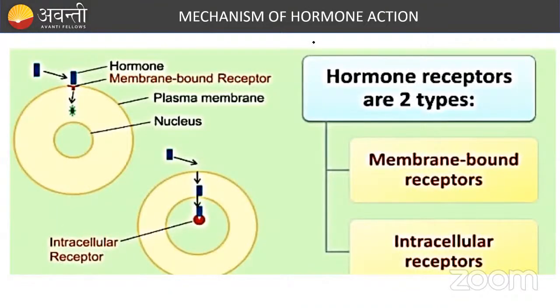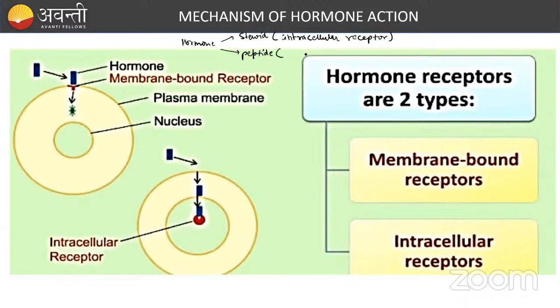This slide shows that hormone receptors are of 2 types. Number 1 is the membrane-bound receptor, and the second one is the intracellular receptor, which I have just told you. You remember I told you that on the basis of chemical nature, hormones are of 2 types: one is steroid or lipid, and the other is proteinaceous in nature, or peptide. All the steroid hormones have an intracellular receptor. Why? Because they are lipid in nature, and the plasma membrane is also a lipid bilayer.